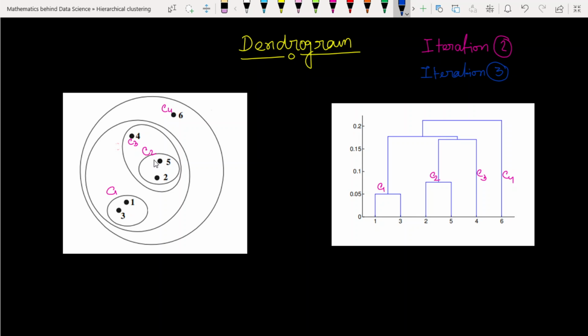The closest clusters are these two: C2 and C3. So C2 and C3 now become a single cluster, called C5. After iteration 3, we see that this is cluster C5, this is cluster C1, and this is cluster C4.